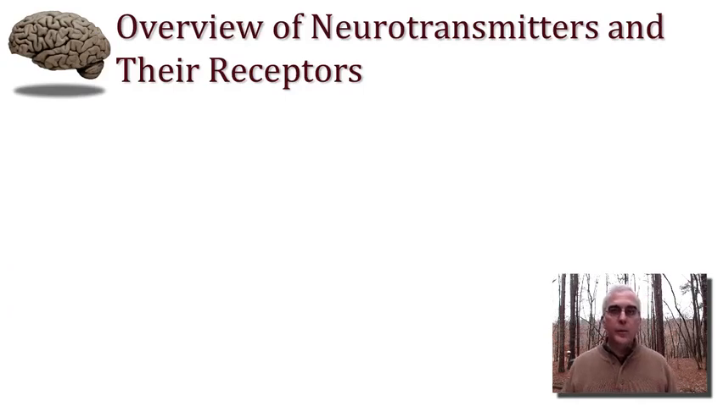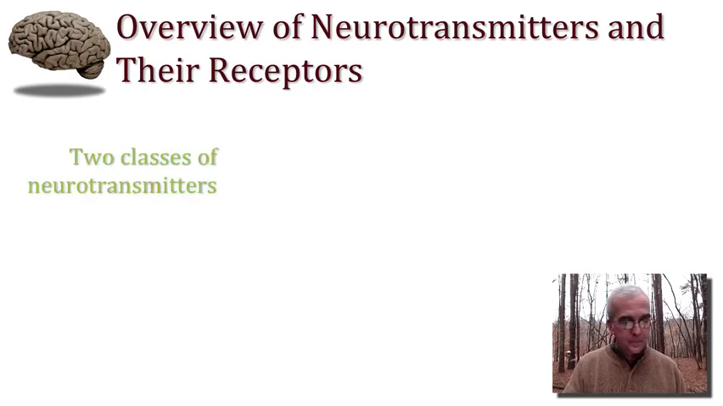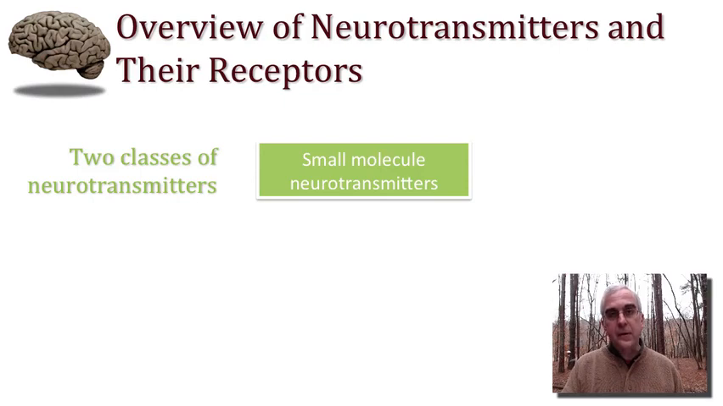All right, well, what we're here to talk about today is neurotransmitters. And neurotransmitters come in two broad kinds of categories based on their structure. And these two categories of neurotransmitters interact with different kinds of receptors. So we have two broad classes of neurotransmitters based on the size of the molecules. One category we call small molecule neurotransmitters for obvious reasons.